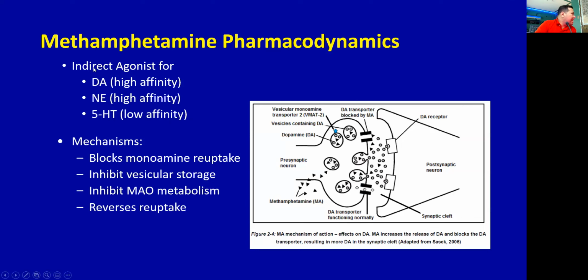So meth is an indirect agonist for dopamine, norepinephrine, and serotonin. High affinity for norepinephrine and dopamine receptors, with the mechanisms of blocking monoamine reuptake, inhibiting vesicular storage, inhibiting metabolism, and reversing reuptake. The combined net effect is increased dopamine in the synaptic cleft. Okay? Because the monoamine degrades the, what they call that, the dopamine.